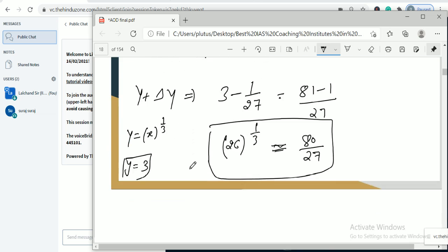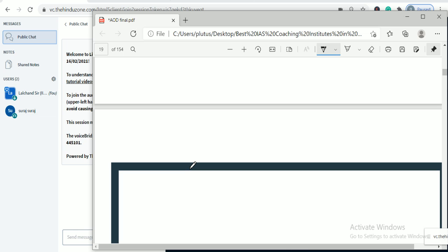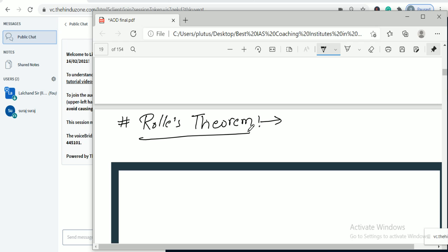Okay, so our next topic will be some theorems like Rolle's theorem and Lagrange's mean value theorem. Can you tell me the statement of Rolle's theorem? The first theorem is Rolle's theorem. What are the conditions to satisfy Rolle's theorem?